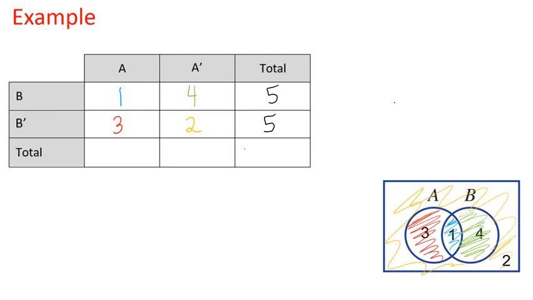Then I add up going down. So 1 plus 3, which is 4. So that's the total of A, 1 and 3, which is 4. Then not A is 4 plus 2, which is 6. So that's the total of everything that's not A. Then the overall total. So this last square here is the overall total. So I just do 5 plus 5, which is 10. It should also be the same going across down the bottom, 4 plus 6, which equals 10.